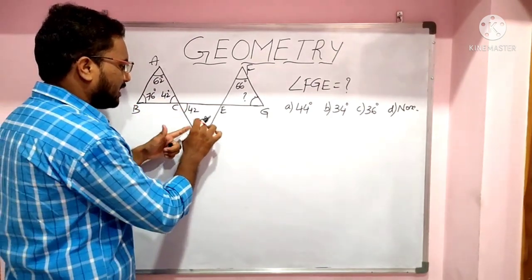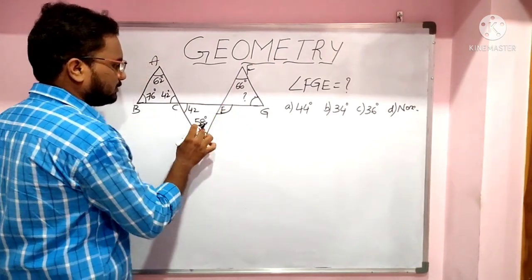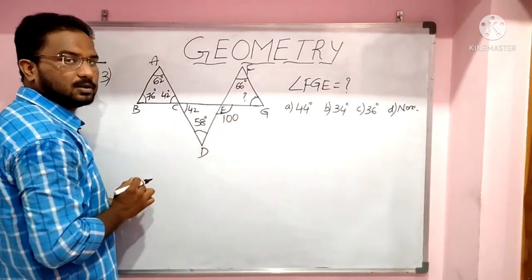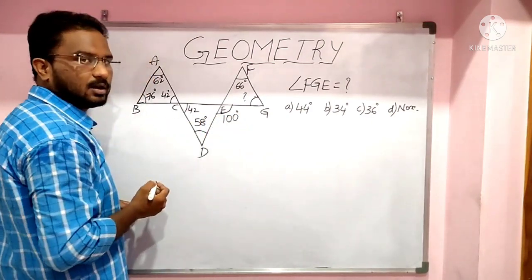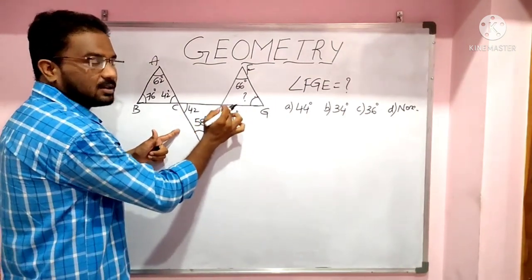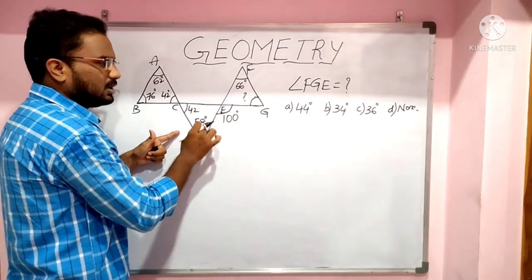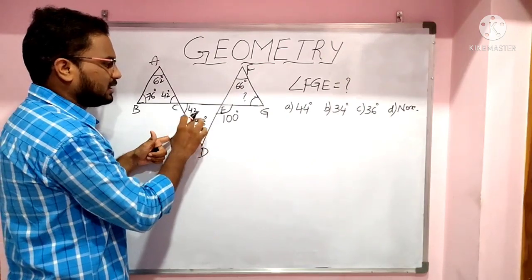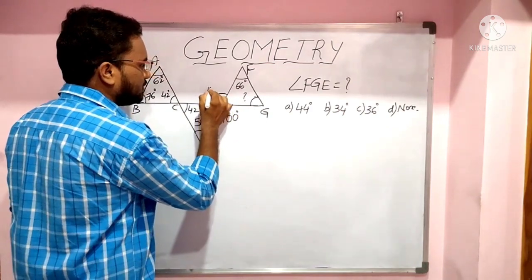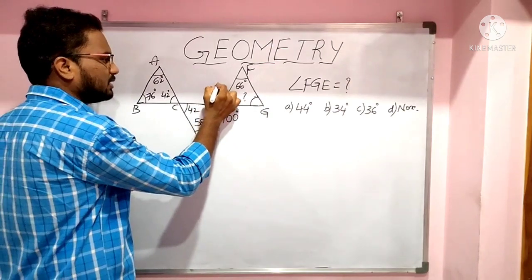So if this is 58 and this is 42, then this will be 58 plus 42, 100 degrees. Why? This is a triangle, and in a triangle this is the exterior angle. In a triangle, the exterior angle equals the sum of the opposite interior angles. So if this is 100, this will also be 100, because these two are vertically opposite angles.